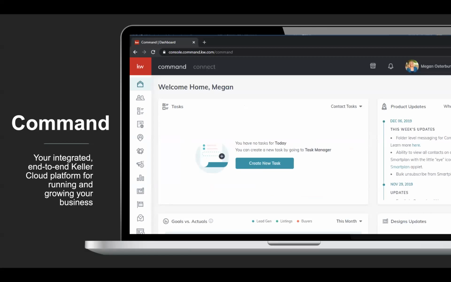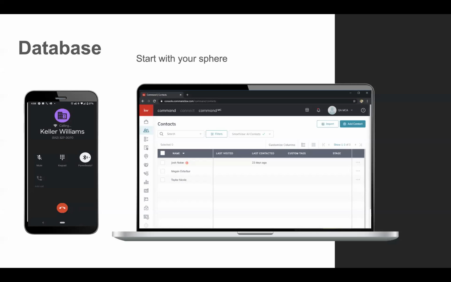Okay, so this is the database. So you start with your sphere, and why do we start with our database? So we know the people that you have on your database. The idea is to get the addresses, the phone numbers, a complete contact. And once you have that, start entering those into your database.